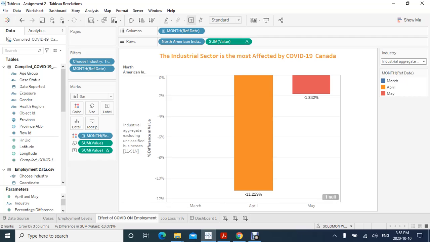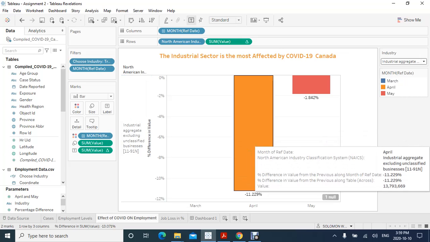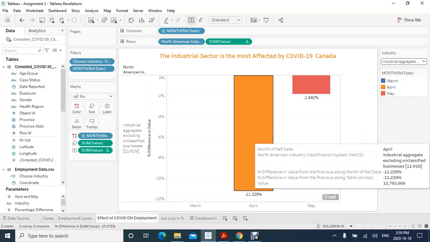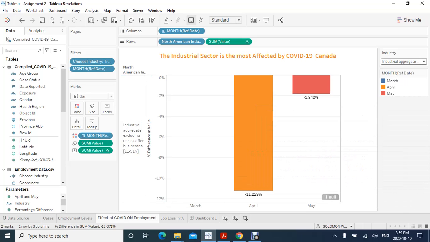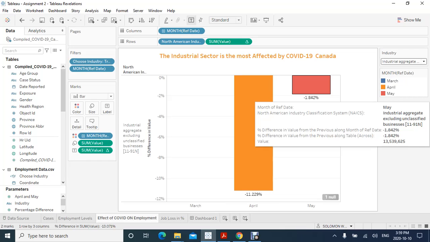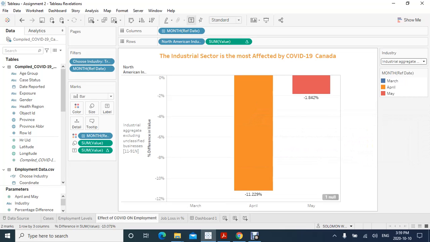You can see the reference was against the month of March, and the employment drop from March to April on the industrial sector was 11.229%, and from April to May it's 1.842%. So this tells us that the industrial sector is the most affected by COVID-19 here in Canada.